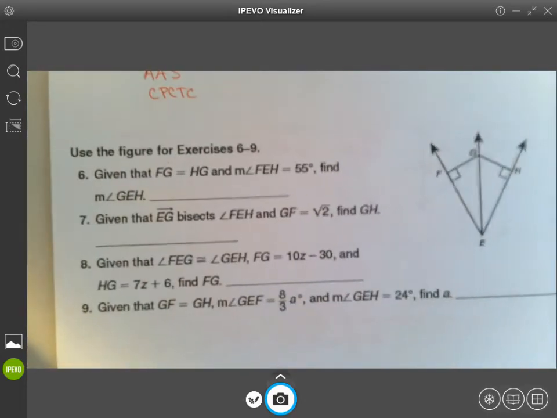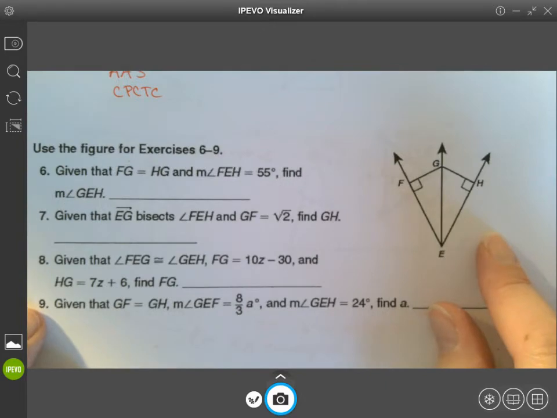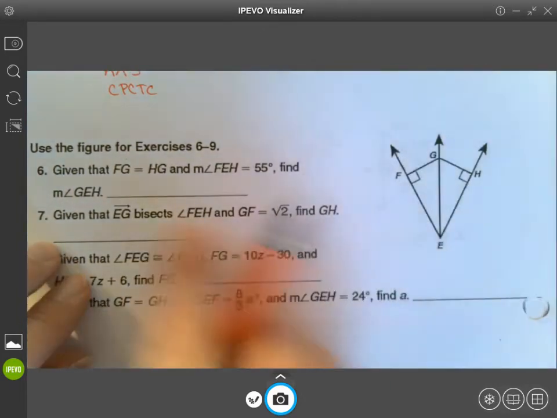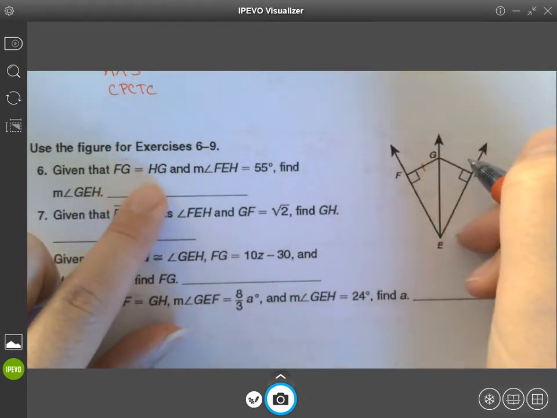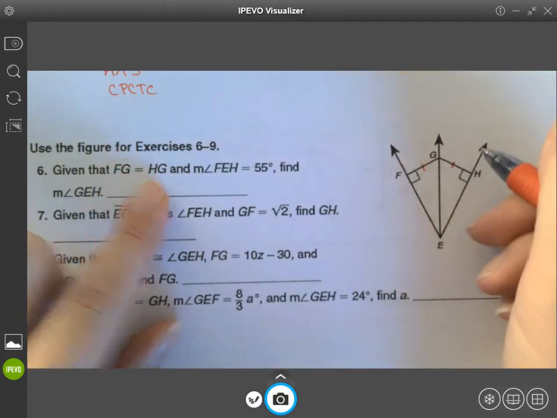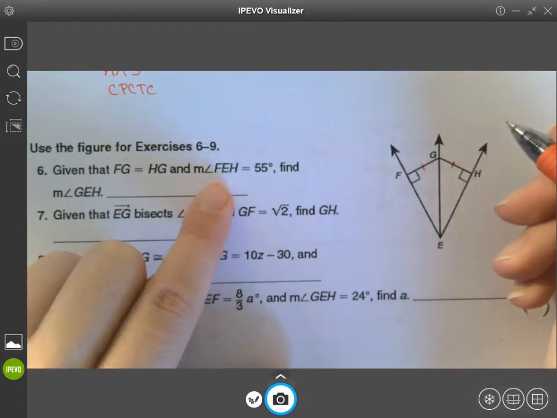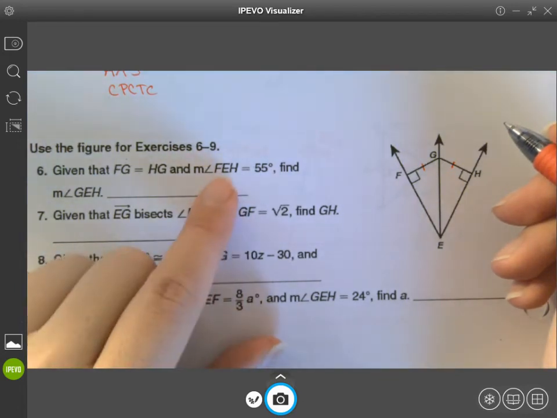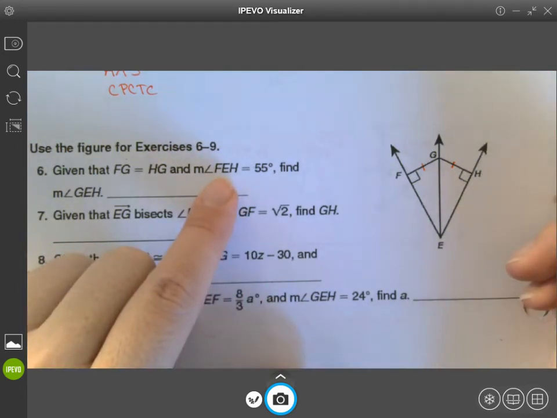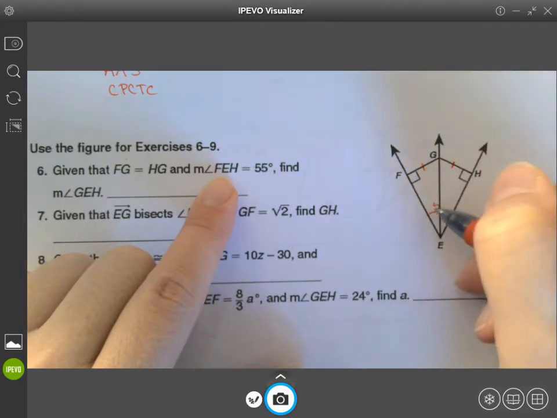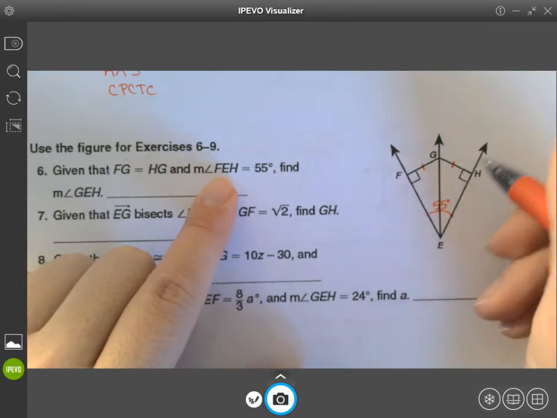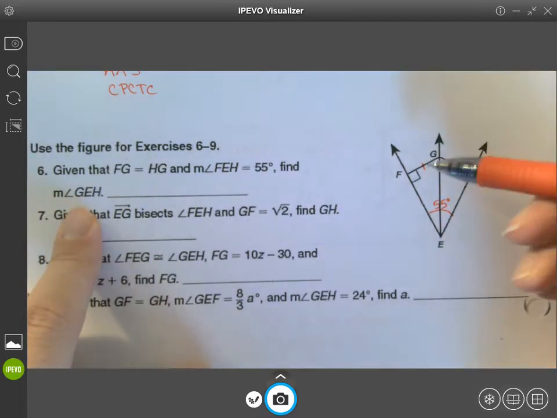Now, we are using this picture for a lot of things, so we have to be careful that we don't mix things up. It says, given that FG right here is congruent or is equal to HG, and angle FEH. So we're going to have to watch because we're going to be doing different labels on this. Angle FEH, this whole angle is 55 degrees. Find the measure of angle GEH.